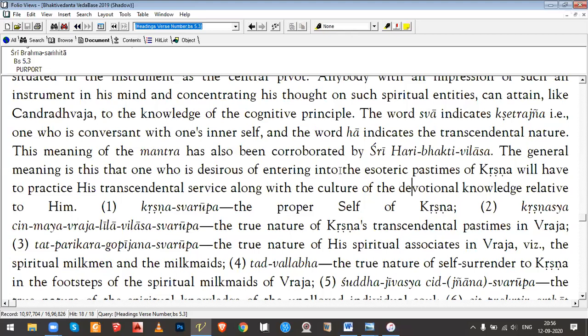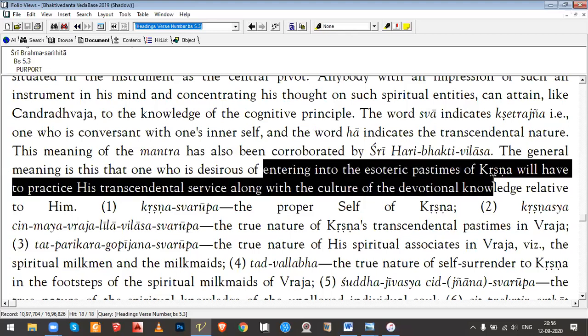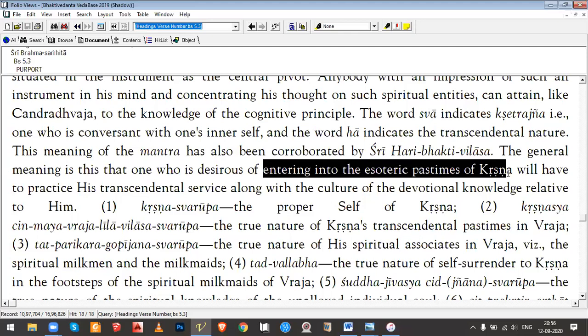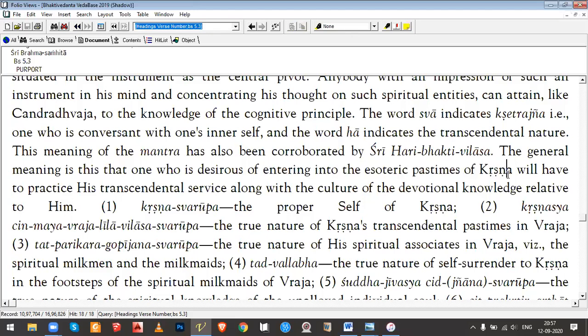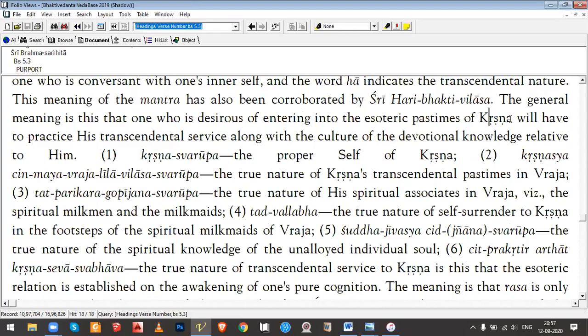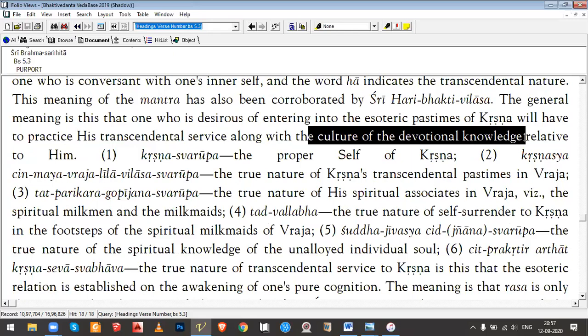Okay, so look at this. This is for devotees who are ready to enter into Krishna's esoteric pastimes. We are talking about the bhava level, which is just the sun ray of love of God, the very beginning of love of God. So they meditate on this mantra, they use this mantra. And the general meaning is that we have to practice transcendental service along with the culture of devotional knowledge. So there is a prerequisite of knowledge to enter into Krishna's leelas.